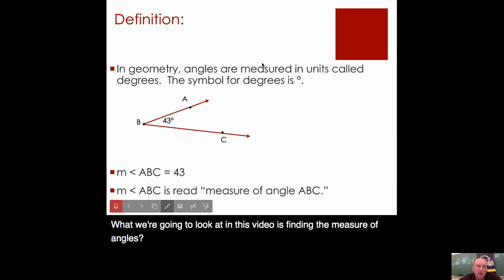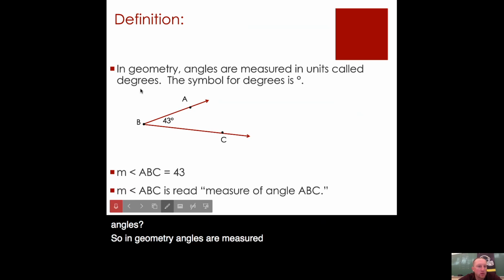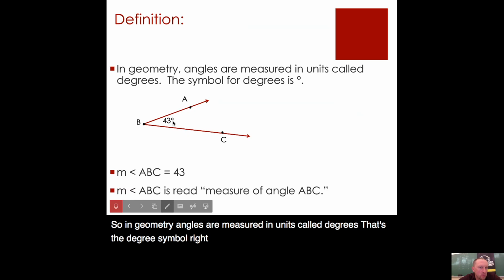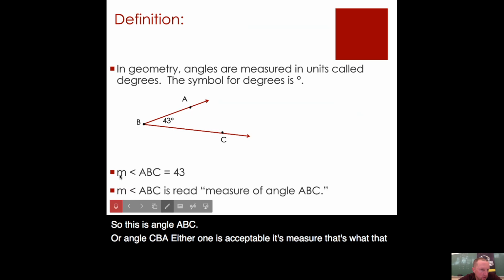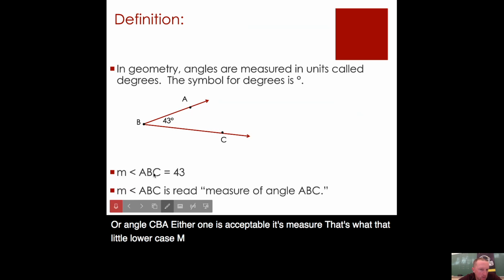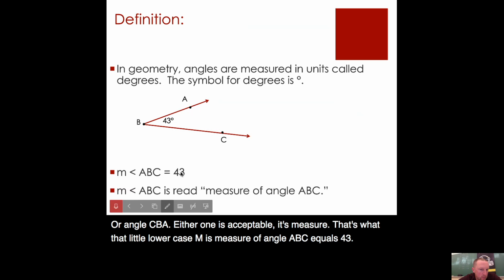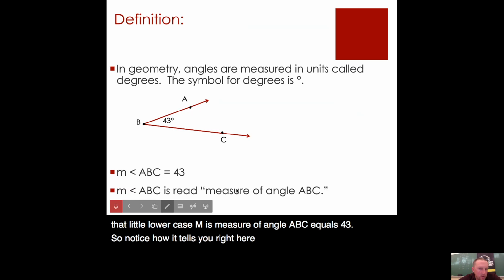So in geometry, angles are measured in units called degrees. That's the degree symbol right there. So this is angle ABC or angle CBA. Either one's acceptable. Its measure, that's what that little lowercase m is. Measure of angle ABC equals 43. So notice how it tells you right here, this is read as the measure of angle ABC.